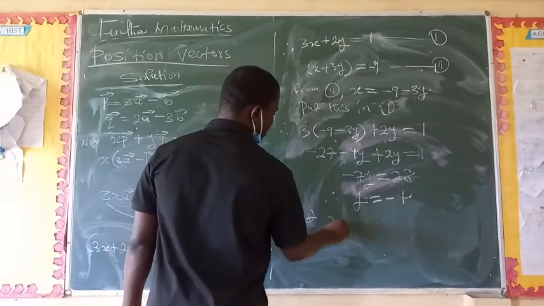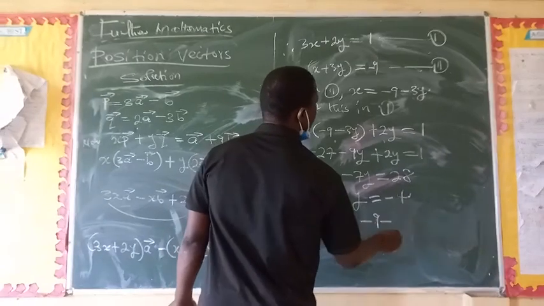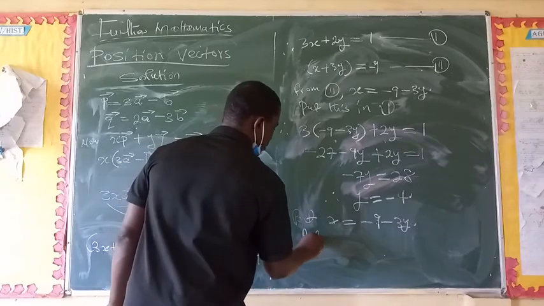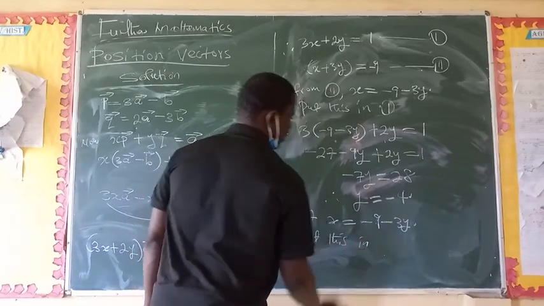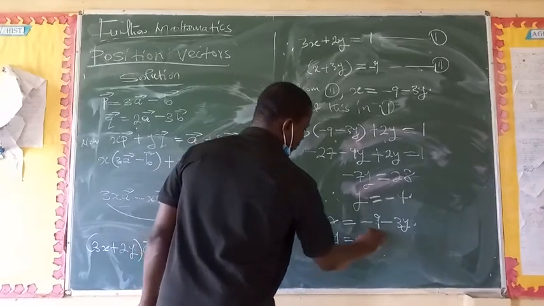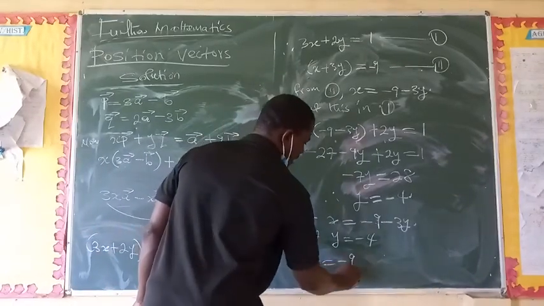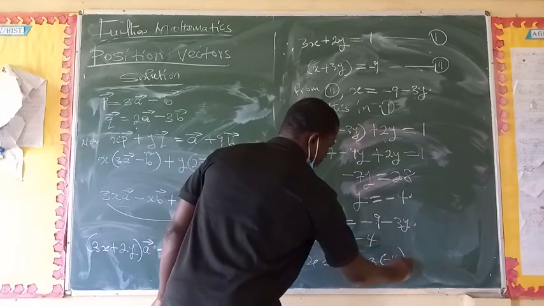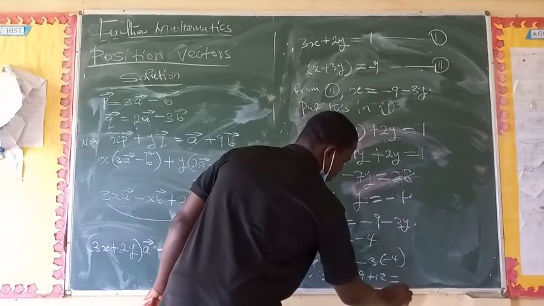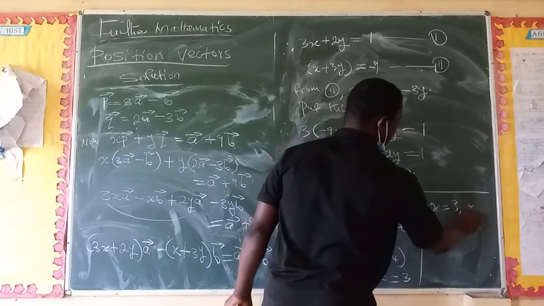But x is equal to what, somebody? X is equal to minus 9 minus 3y. So we have put this in, alright? I'll say put y is equal to minus 4. Therefore, we have x is equal to minus 9 minus 3 bracket minus 4. And so x is equal to minus 9 plus 12, which is equal to 3. So that means that x is equal to 3, y is equal to minus 4.